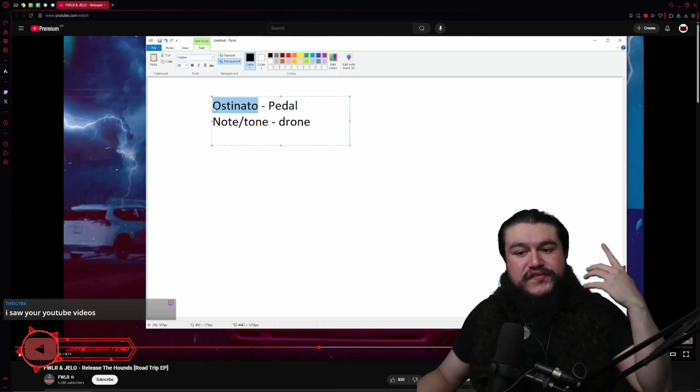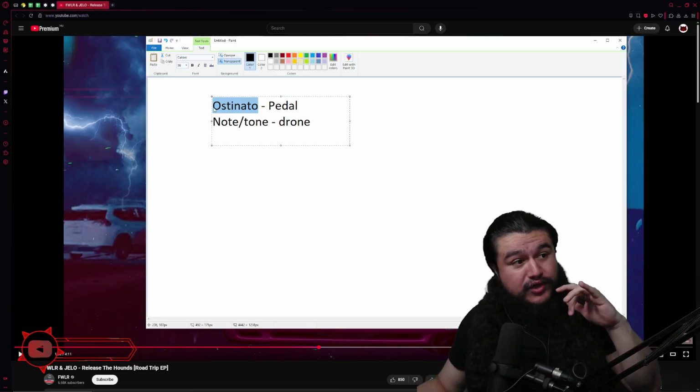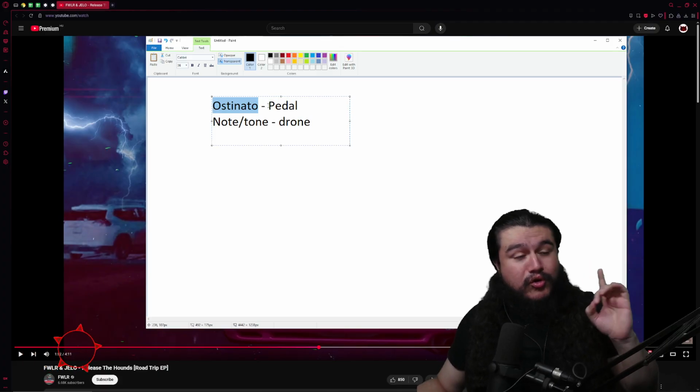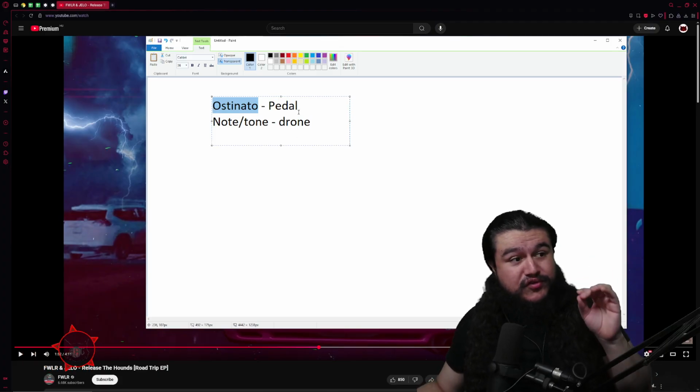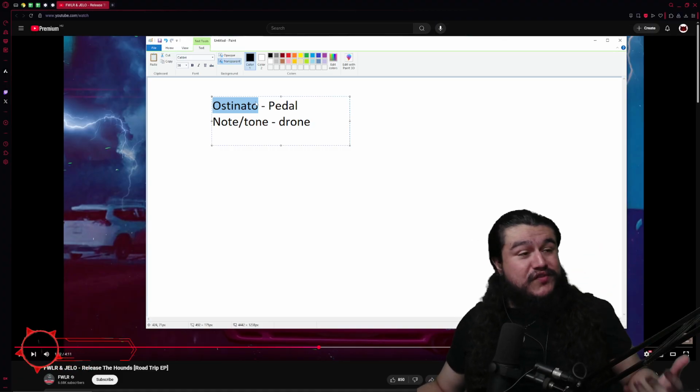So in this case, this synth that is sounding is repeating the note over and over again. Bum bum bum bum bum bum bum bum. So it's not a pedal tone or a pedal note or a drone, because it's not holding a single note, but it's holding several. That makes it an ostinato.